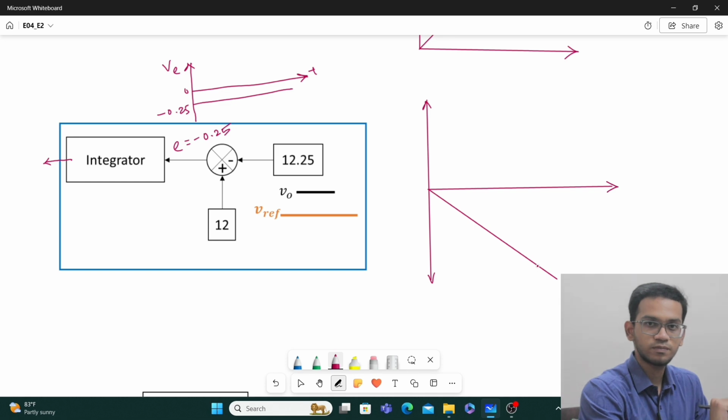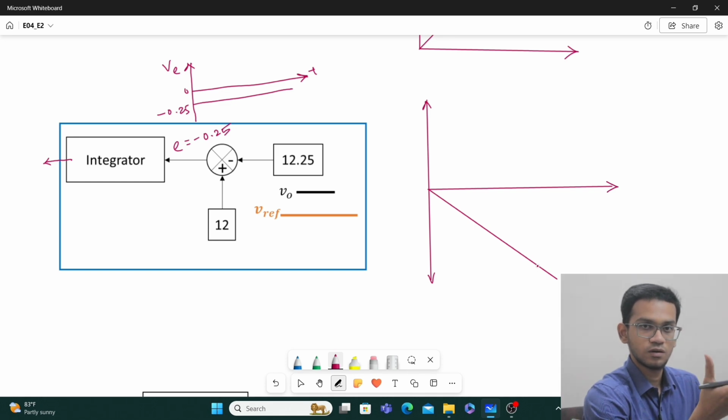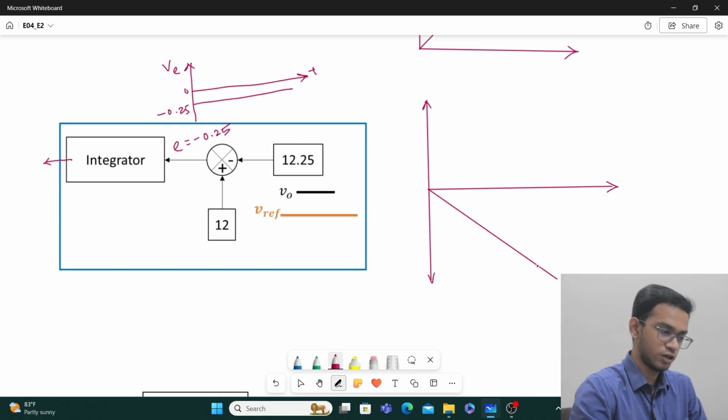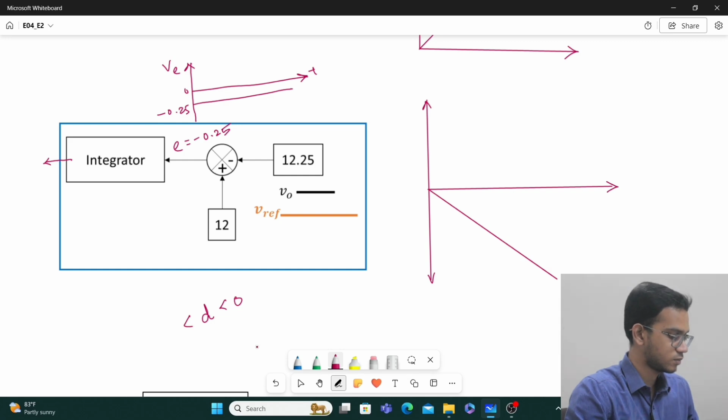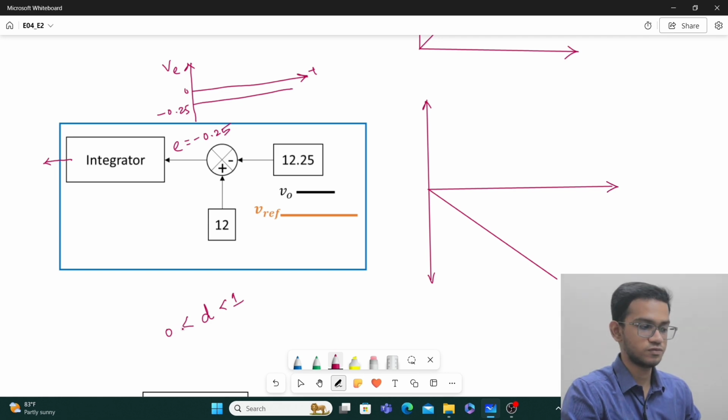Now when you come to a power converter, we say that my duty ratio is the output of the integrator and we tend to saturate it. So what is the lower value of the duty ratio? We know that duty ratio ideally can lie between 0 and 1. So what is the lower value of duty ratio? Duty ratio can never go below a value of 0.